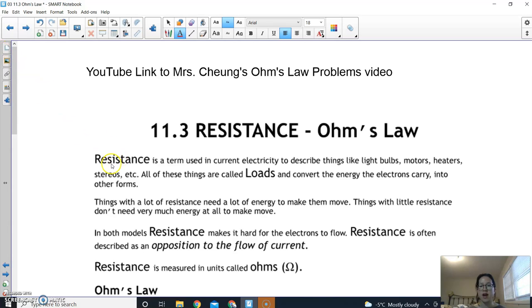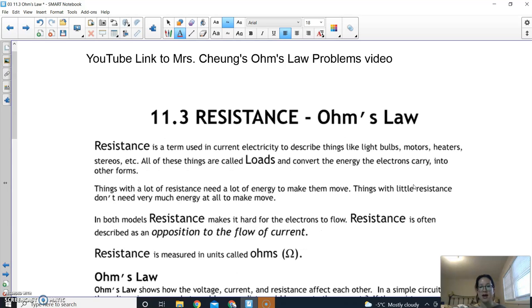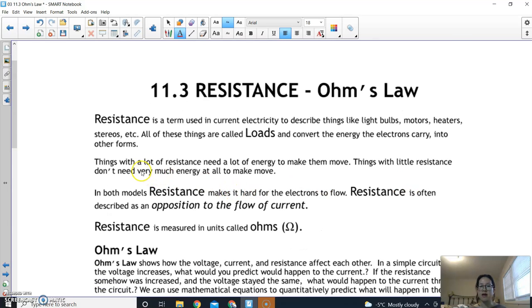Just remember that resistance is a term used in current electricity to describe things like light bulbs, motors, heaters, stereos. Another way of saying resistance, we could also call them loads, because they convert the energy that the electrons carry into other forms, and while they're doing that, they do so with resistance. Things with a lot of resistance need a lot of energy to make them move.